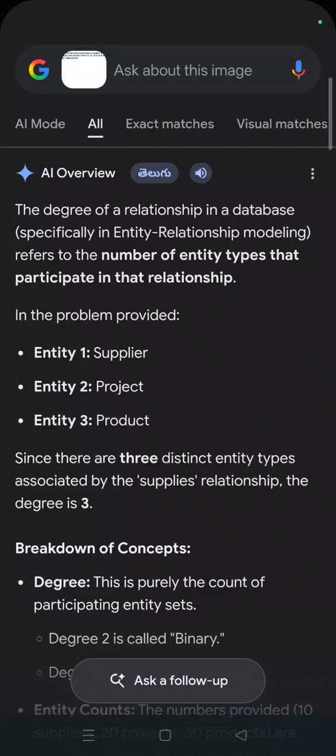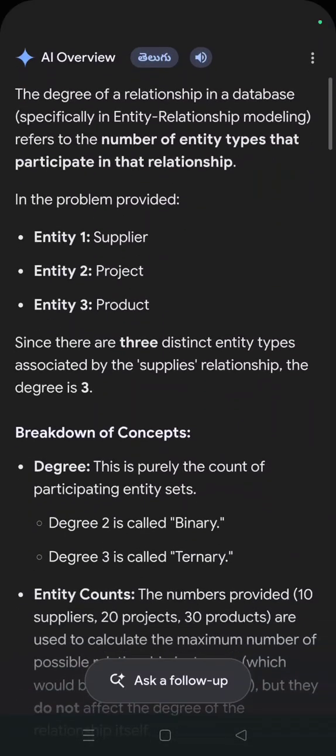The degree of a relationship in a database, specifically in entity relationship modeling, refers to the number of entity types that participate in that relationship. In the problem provided, entity 1 is supplier, entity 2 is project, entity 3 is product. Since there are 3 distinct entity types associated by the supplies relationship, the degree is 3.